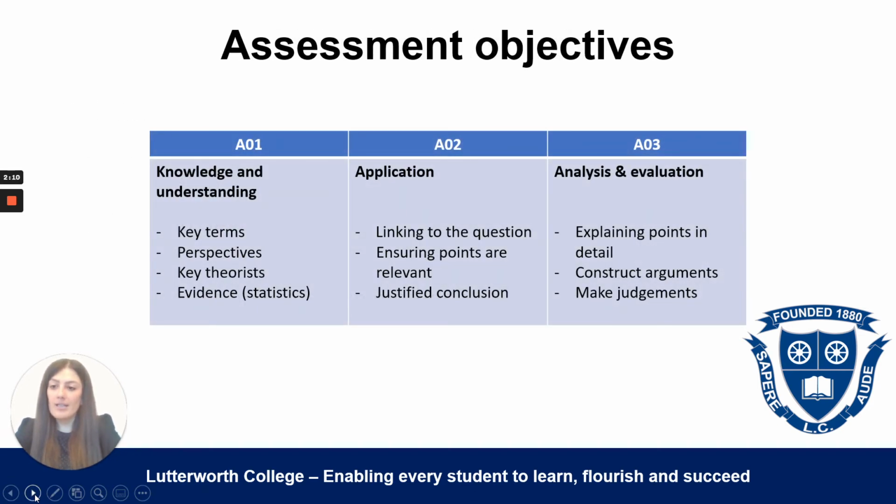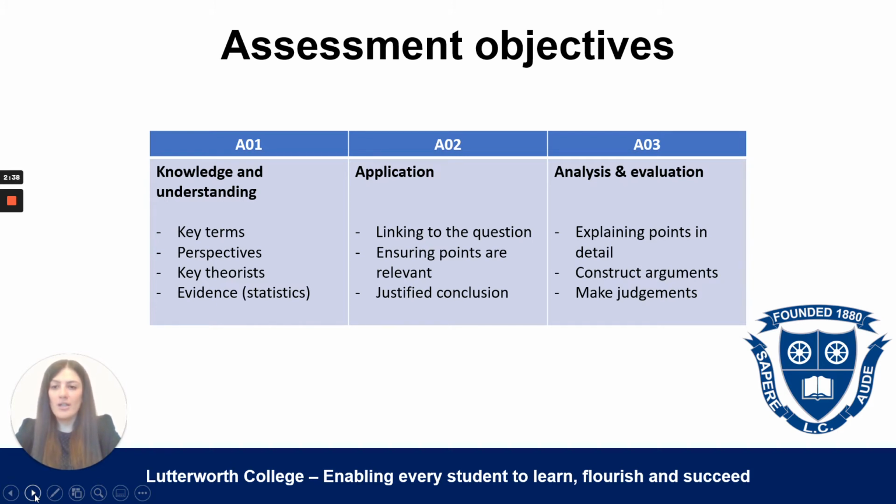We have 3 assessment objectives in sociology. As you go through them, they get increasingly harder: AO1, AO2 and AO3. AO1 is your knowledge and understanding. How do you sound like a sociology student? Can you link things to key terms and perspectives? Are there any theories you can use, or evidence and statistics?